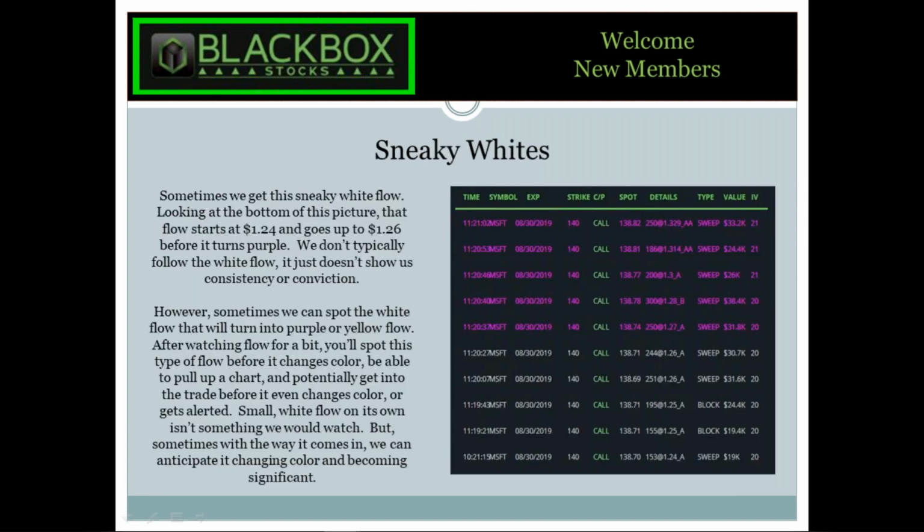An example of sneaky whites. I said before, we don't always follow the white flow. When you see it like this, it's going to grab our attention because it's coming in really quick. These four pieces right here happened within less than a minute, or about a minute. So when we see it coming in this quickly, one, two, three, four, within a minute's time, it's telling me there's some activity going on in that particular contract. If activity continues in that contract, I would expect open interest at some point to be met and then exceeded. So we don't pay attention to the whites, but if we see the white flow coming in back to back to back in a really quick time frame, if they keep trading that, at some point open interest will be exceeded. So when we see it go from white to purple like that, that's the white flow that will capture our attention. And we say it's sneaky because we typically don't follow the white flow.